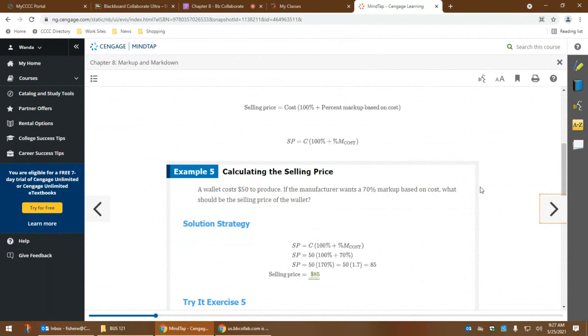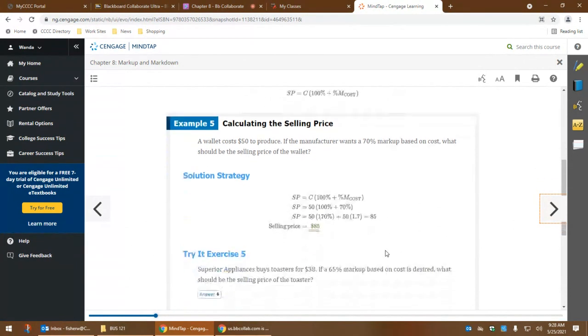So if we had a wallet that costs $50 to produce, and the manufacturer wants a 70% markup based on cost, how much do we want to sell this wallet for? So we have the cost is $50 times the 100 plus the 70% markup. Again, the 100 is because we're going to include 100% of that cost. So 170% is what the selling price is going to be. $50 times 1.7. Remember, always convert your percents to decimals. So we're going to sell this wallet for $85.